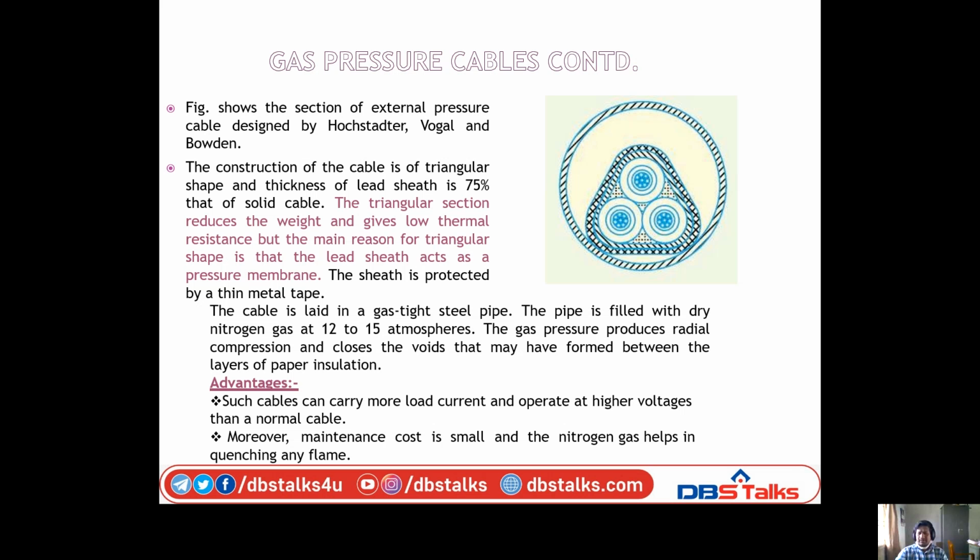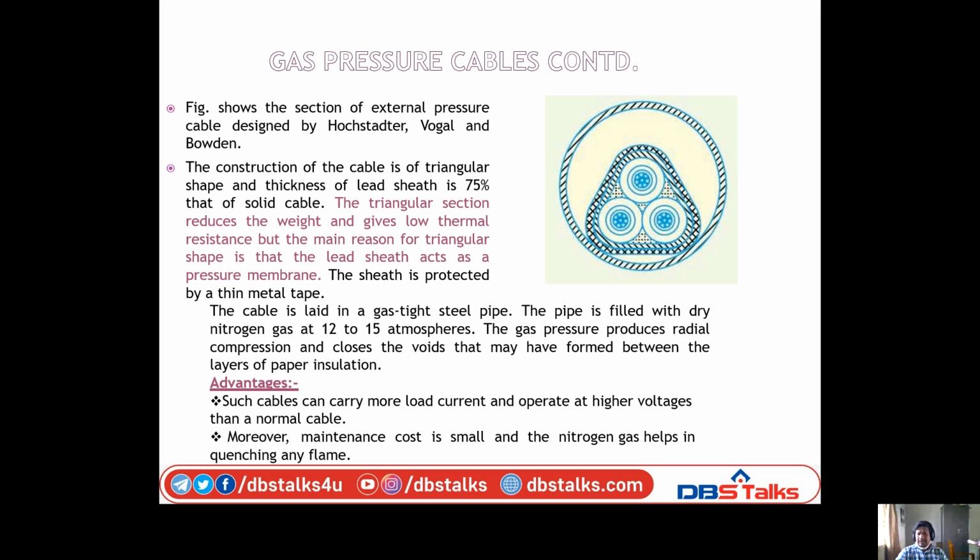Because of the triangular shape, we may reduce the weight, and the lead sheath may act as a pressure membrane, and this sheath is protected with a thin metallic tape. The cable is laid in a gas-tight steel pipe. The pipe is filled with dry nitrogen gas at 12 to 15 atmospheric pressure. The gas pressure produces radial compression and closes the voids. That means it reduces or vanishes the voids that may have formed between the layers of paper insulation.